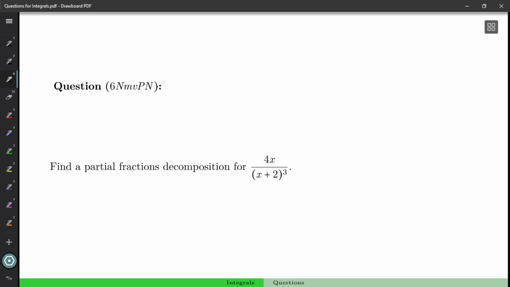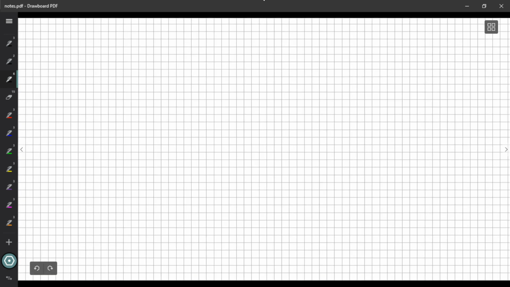Find a partial fractions decomposition for 4x over (x + 2) cubed. So we've got a linear term here, but it's being repeated 3 times. And so repeated linear factors cause us to introduce new terms and increase the power each time.